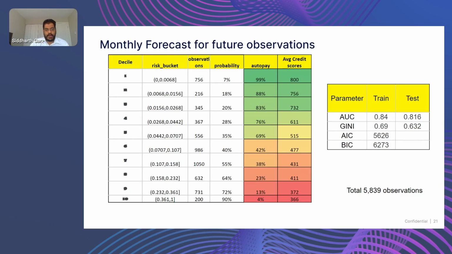Basically, we have divided the loans into 10 deciles. We can see that as the auto pay is increasing, the probability of default is getting lower and lower. But as the average credit score is decreasing, the risk of loan default is getting higher and higher. You can use any number of parameters to find whether your model is performing better or worse.